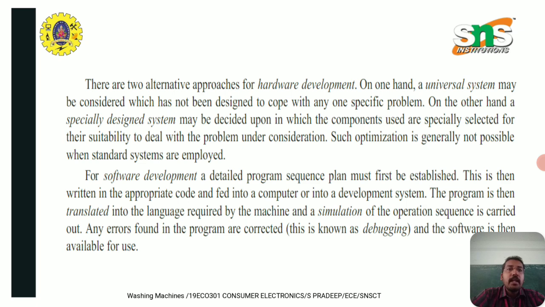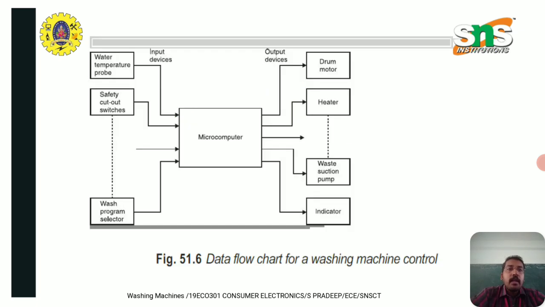For software development, a detailed program sequence plan must first be established. This is then written in appropriate code and fed into a computer or into a development system. The program is then translated into the language required by the machine and a simulation of the operation sequence is carried out. Data flow chart for a washing machine control is shown in this figure.